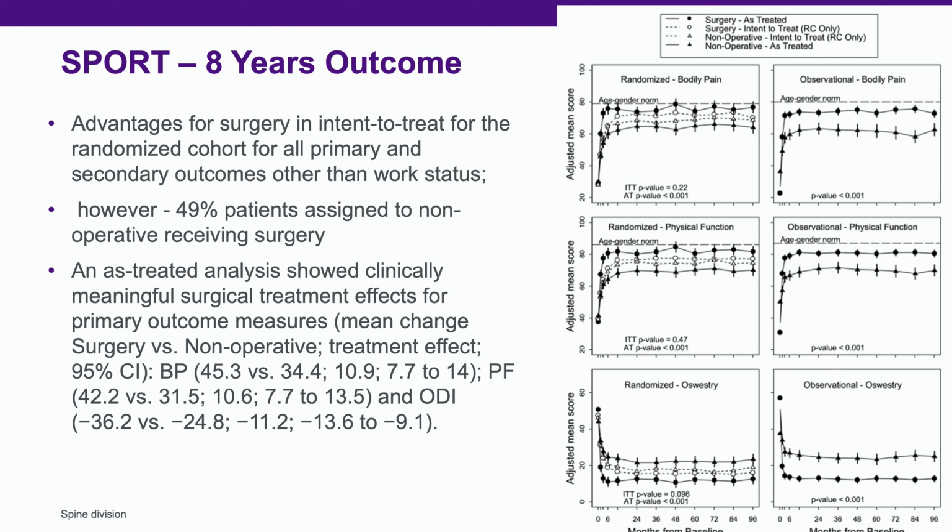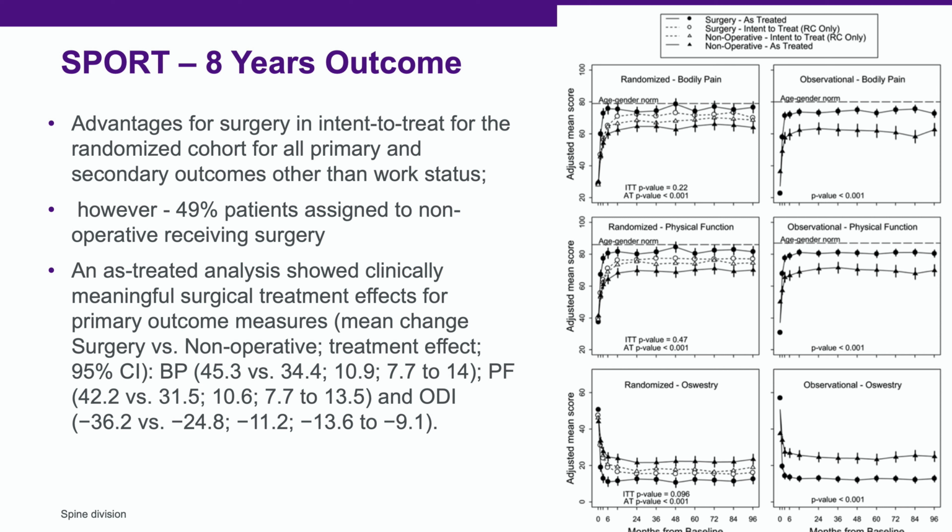The biggest and best study to date is by far the SPORT trial, which was a big multi-center randomized controlled trial for surgical and non-surgical treatment on different arms. This is one of the papers from this study, which showed the 8-year outcomes for lumbar disc herniation. What we can see is there's advantages for surgery in the intent to treat for the randomized cohort for all primary and secondary outcomes other than work status, return to work.